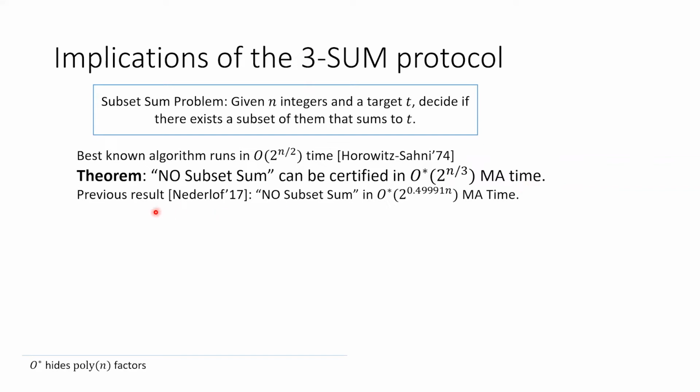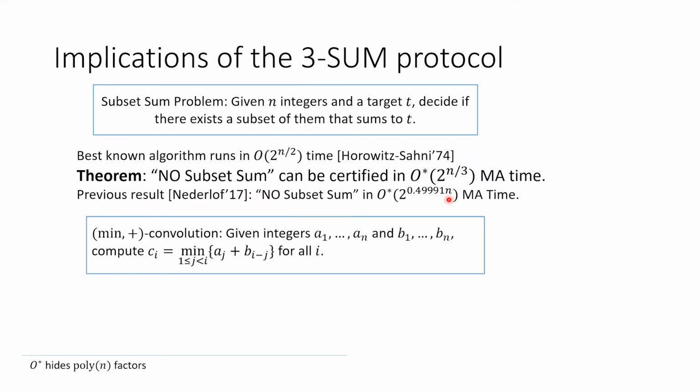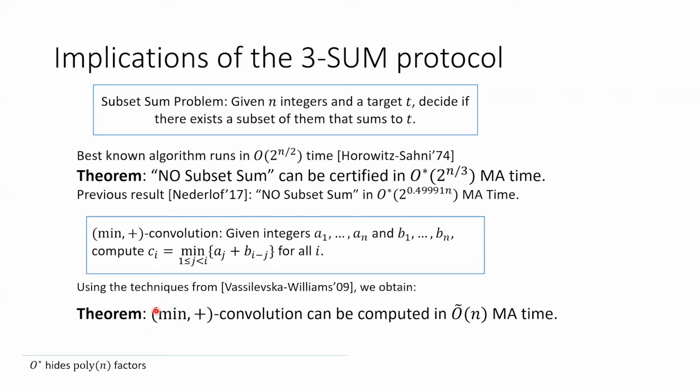This improves the previous result by Nederlof, which showed a protocol in 2 to the 0.49991n MA time. We also considered the closely related min-plus convolution problem. This problem is also conjectured to require n squared time. And using the techniques from Vassilevska Williams and Williams, our protocol implies the following. The min-plus convolution problem can be computed in near-linear MA time.